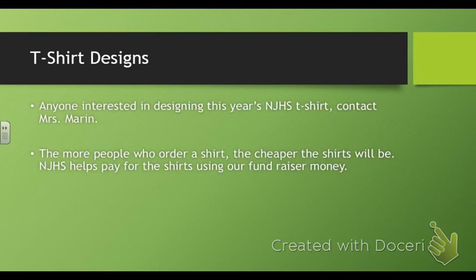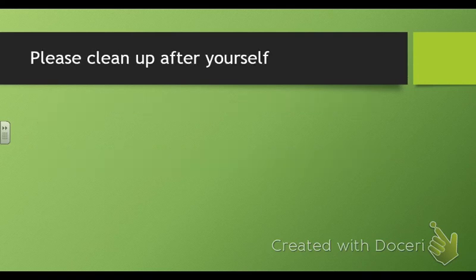We do help pay for all of the shirts by using our fundraiser money, so we try to make the shirts as cheap as possible for each individual person, but we do understand that sometimes finances are hard, so if your child would like a shirt and cannot afford it, we can help with that. They just need to talk to the office and we can arrange that. So we would like everybody that wants a shirt to be able to get a shirt. We will probably do some voting, make some designs, and then some voting on the top design and go with that. And then please clean up after yourself.